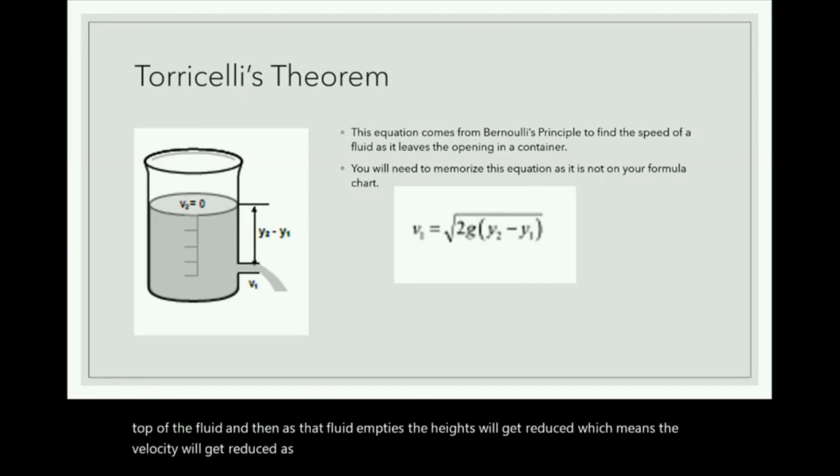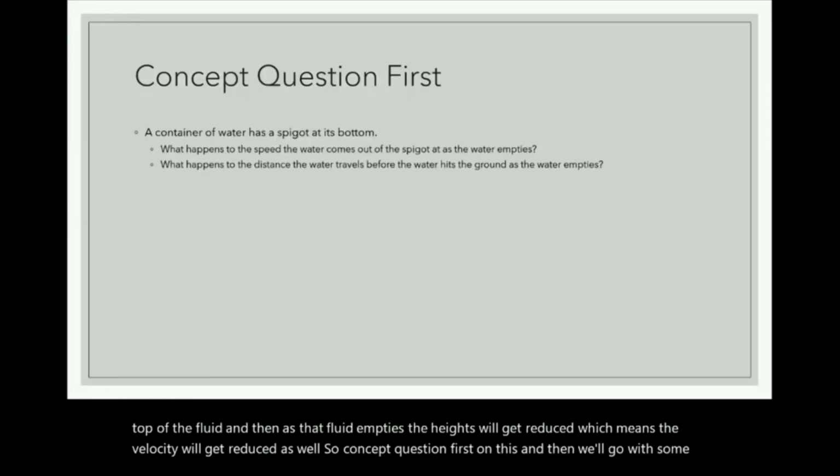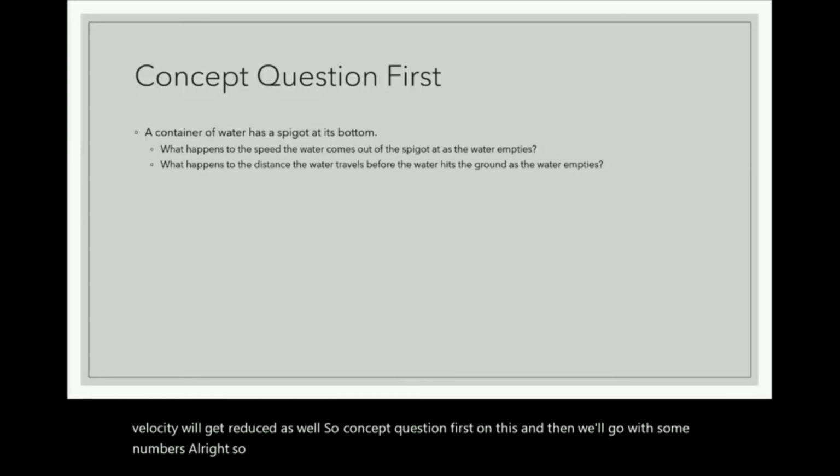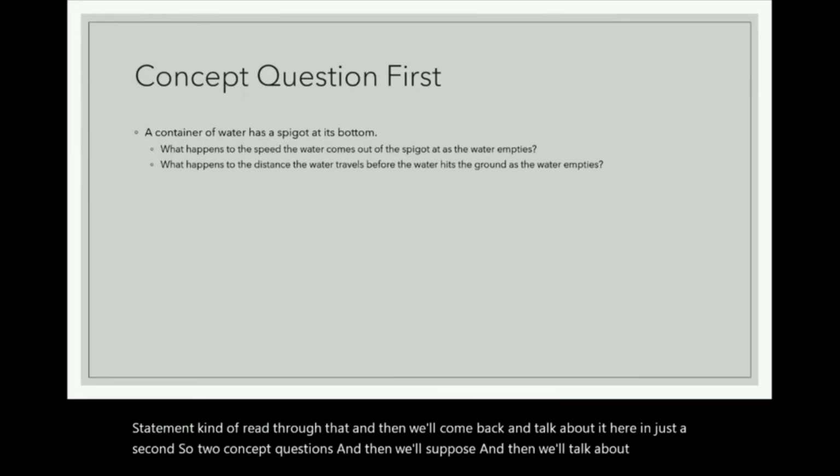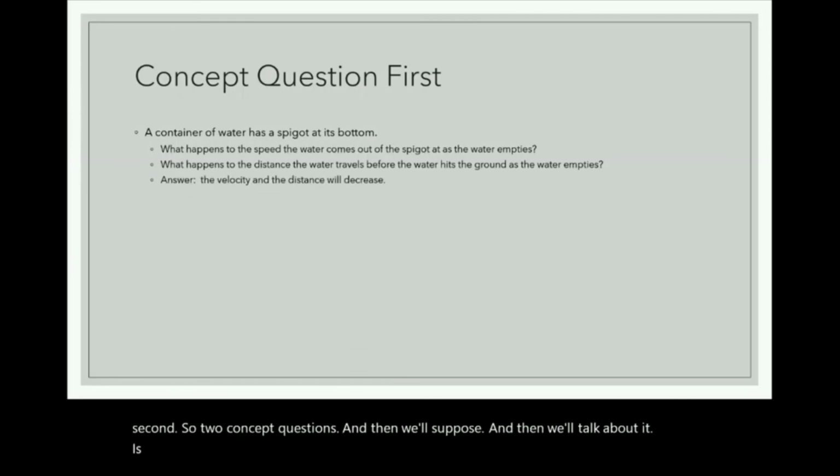Okay, so concept question first on this, and then we'll go with some numbers. So take a minute, read through that, and then we'll come back and talk about it in just a second. So two concept questions, and then we'll pause, and then we'll talk about it. All right, the answers to these: the velocity as that water drains will decrease, as will the distance it lands away from the jar it's coming out of.